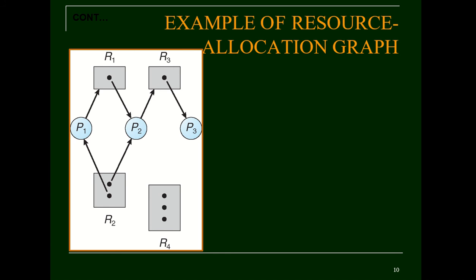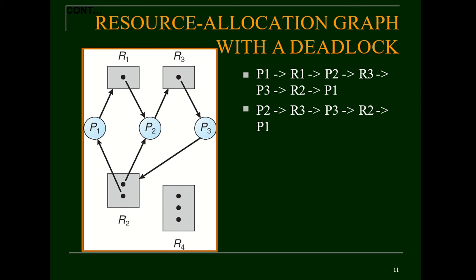So different processes hold different resources. In a resource allocation graph, a deadlock occurs when P1 holds the resource R1 and R1 is also requested by the process P2, and P2 holds R3. R3 is requested by P3, and P3 holds an instance of R2, and R2 is requested by P1. So this creates a cycle, which is a deadlock.